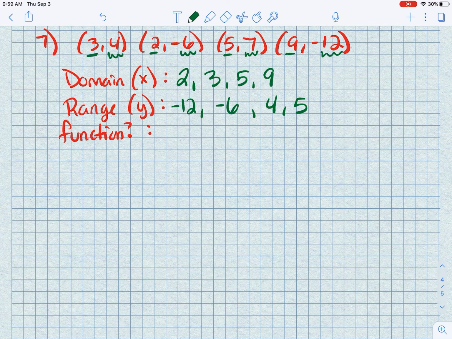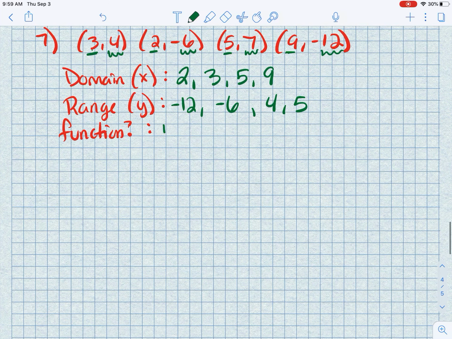Is it a function? Well, if it's a function, our x's cannot repeat. If I look at my x values, 3, 2, 5, 9, they don't repeat. So is it a function? Yes. Okay, so that's if it gives you a list of points. Sometimes it'll give you a table.